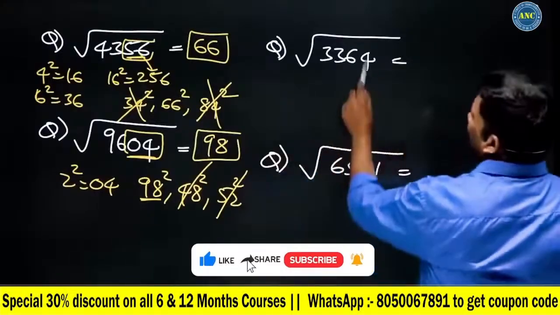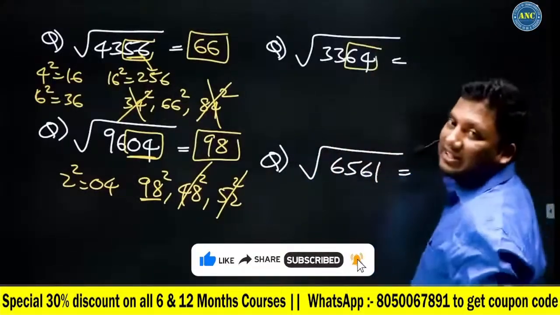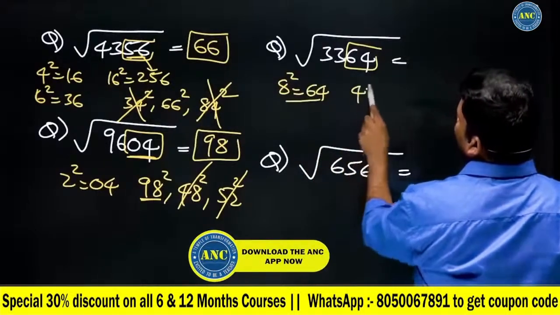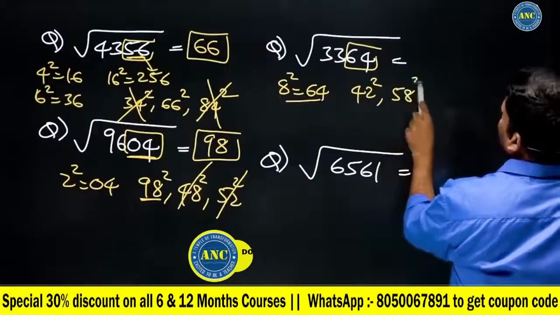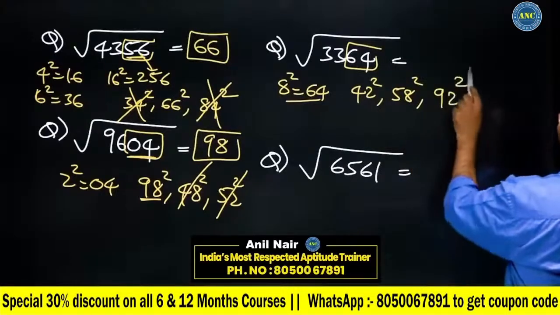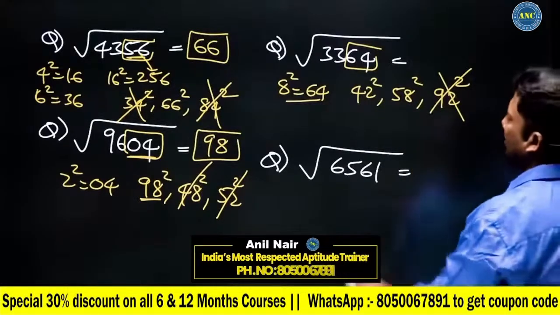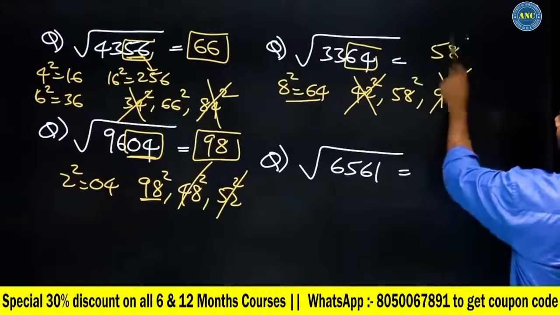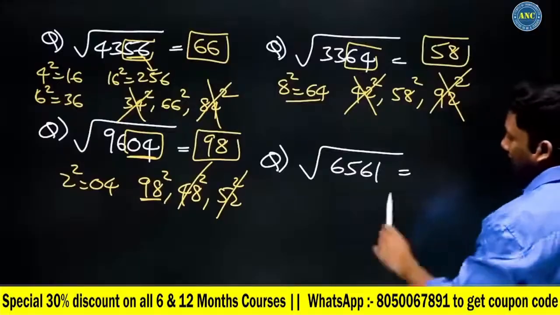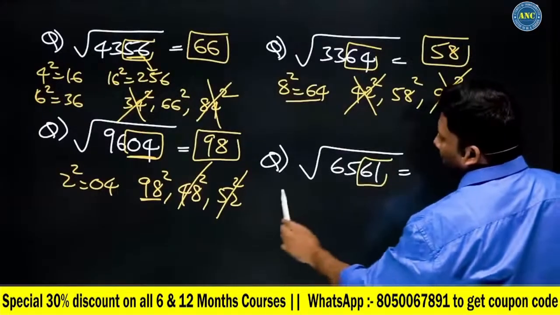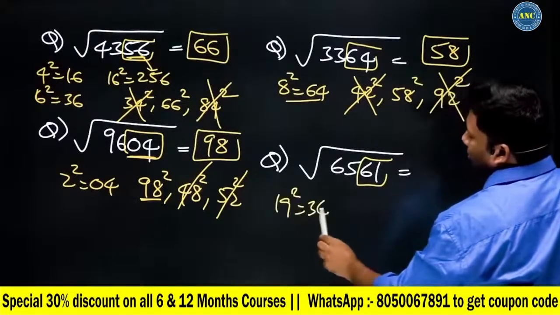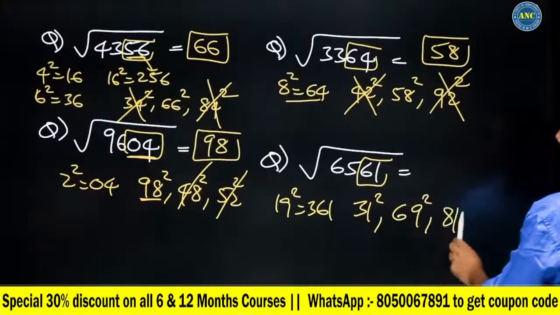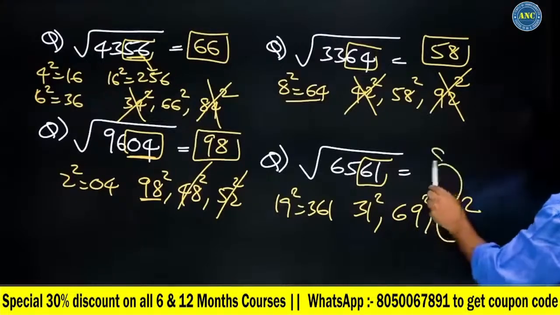Idea, it is clear. 3364. Last 2 digits it is 64. 8 square it is 64. 50 minus 8, 50 plus 8, 100 minus 8. It is greater than 90 square, 8,100. It is less than 50 square, 2,500. Answer is 58. Next, 61. 19 square is 361. 50 minus 19, 50 plus 19, 100 minus 19. It is 81.